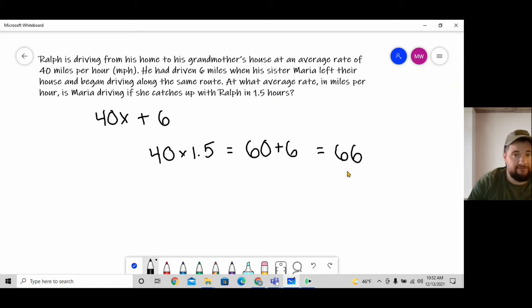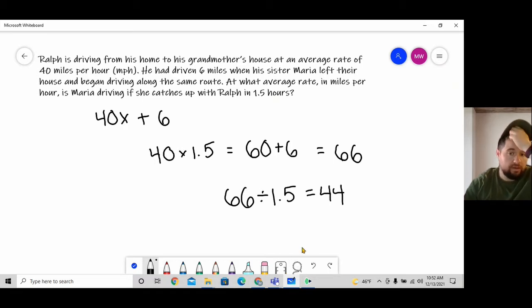Now we want to know how fast Maria was driving. So we're going to say, what is 66 divided by 1.5? And 66 divided by 1.5 is 44. So Maria had gone 44 miles per hour.